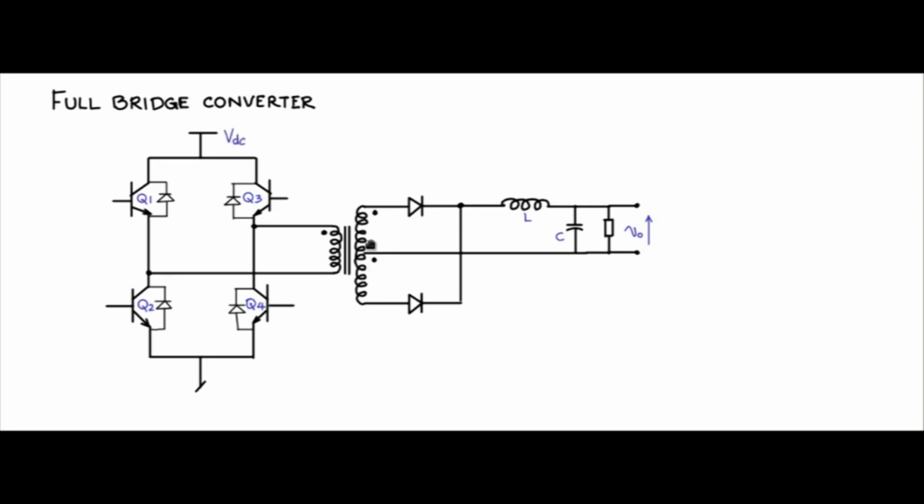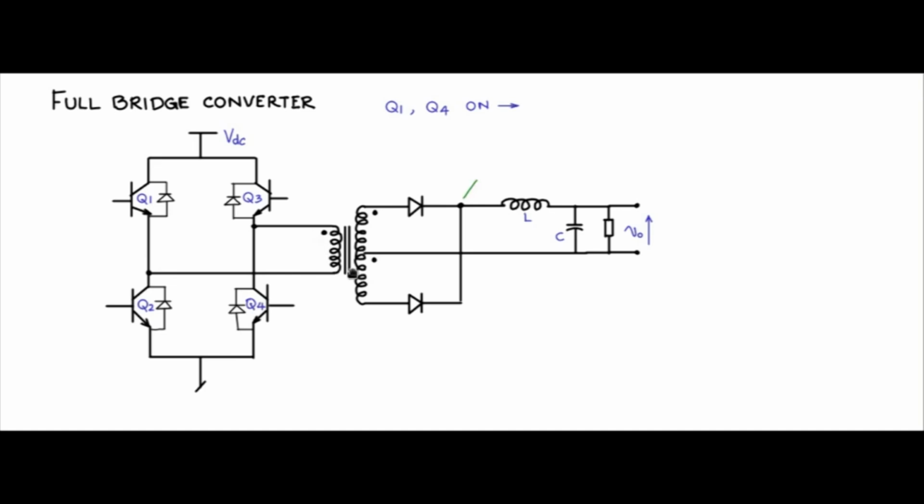Now let us consider the case where you are operating the switches in pairs. Q1 and Q4 will be turned on simultaneously. Q2 and Q3 will be turned on simultaneously. However, when Q1 is on, Q2, Q3 will be off. When Q2, Q3 are on, Q1, Q4 are off. So when Q1, Q4 are on, Q1 is on means that the non-dot end is connected to VDC. The dot end is connected to ground through Q4.